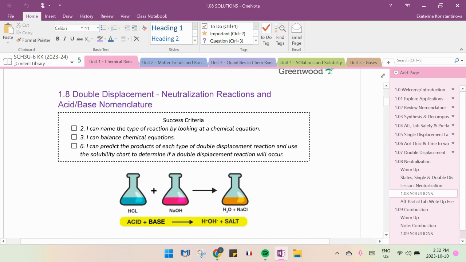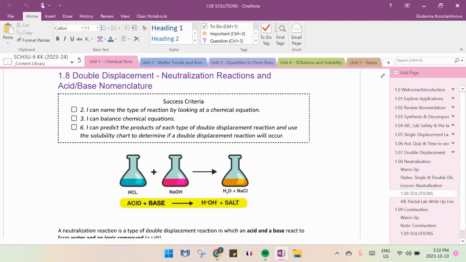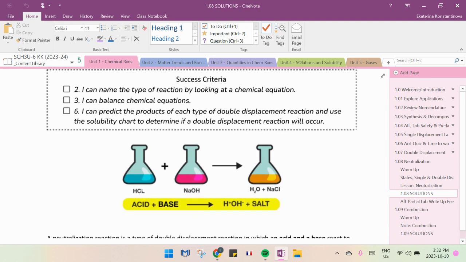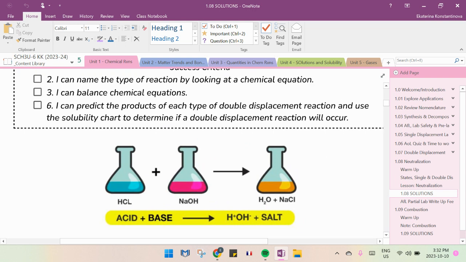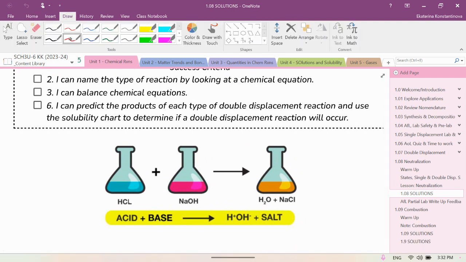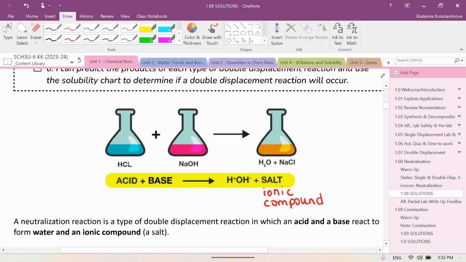Okay, so taking a look from last year, we had seen this image before where we have an acid plus a base reacting together to form a water and a salt. Another name for salt is an ionic compound. So if you ever see the word salt, know that it's just an ionic compound.